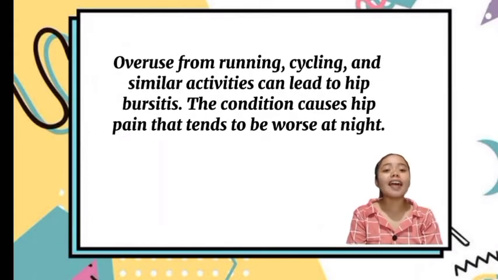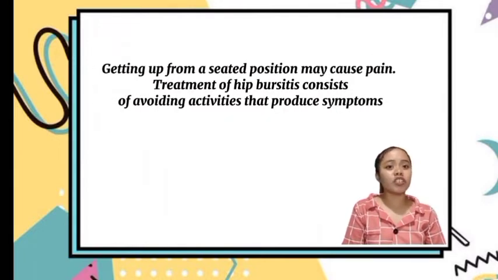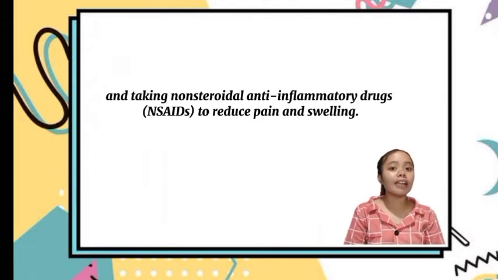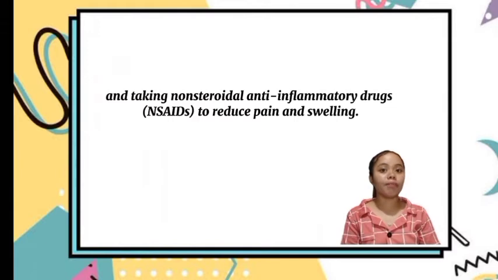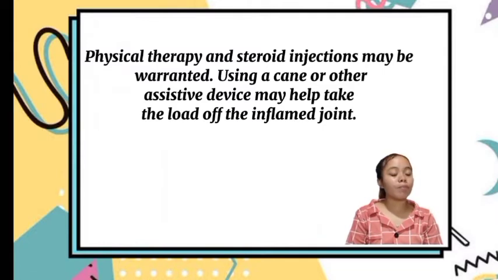Overuse from running, cycling, and similar activities can lead to hip bursitis. The condition causes hip pain that tends to be worst at night. Getting up from the seated position may cause pain. Treatment of hip bursitis consists of avoiding activities that produce symptoms and taking non-steroidal anti-inflammatory drugs, or NSAIDs, to reduce pain and swelling. Physical therapy and steroid injection may be warranted. Using a cane or other assistive device may help take the load off the inflamed joint.